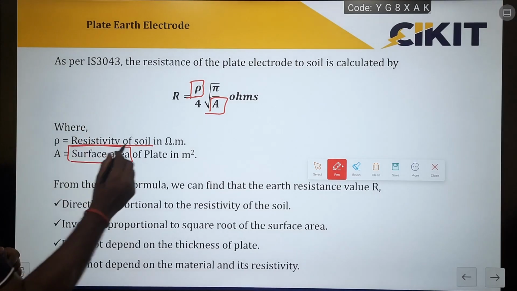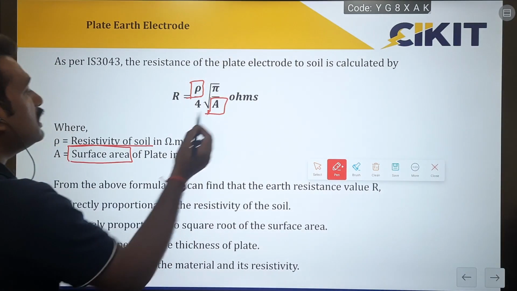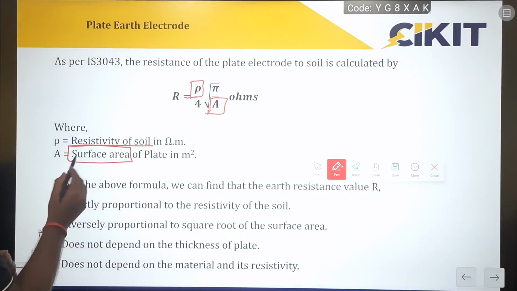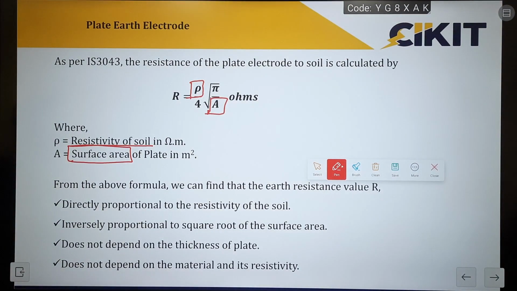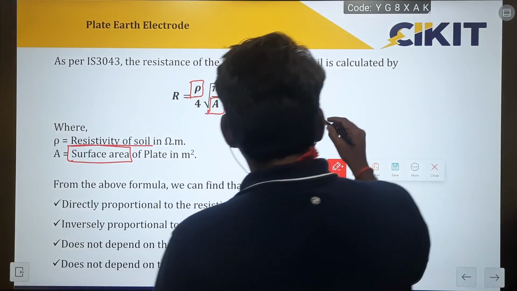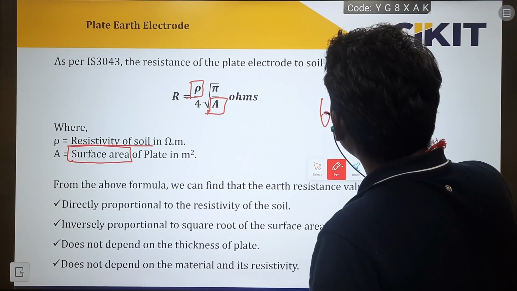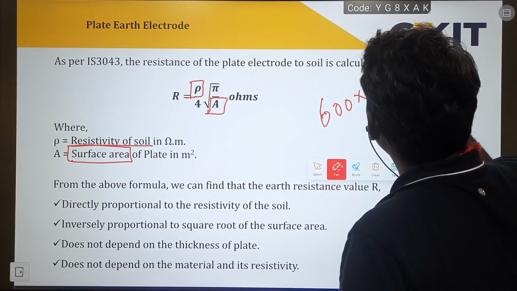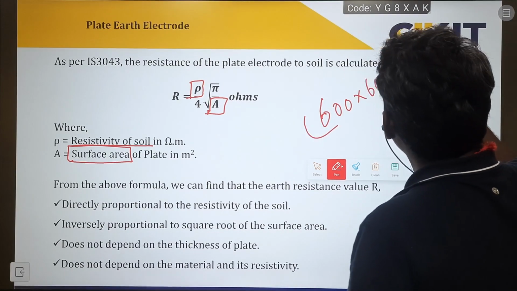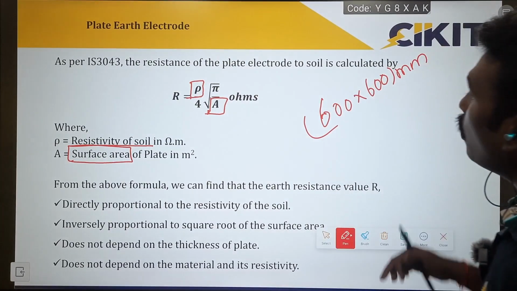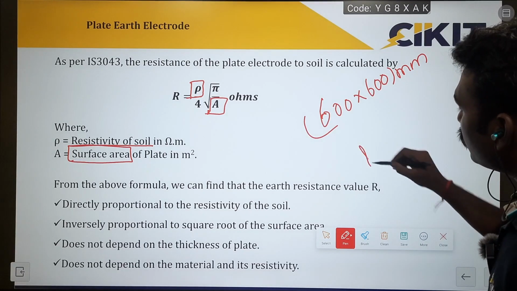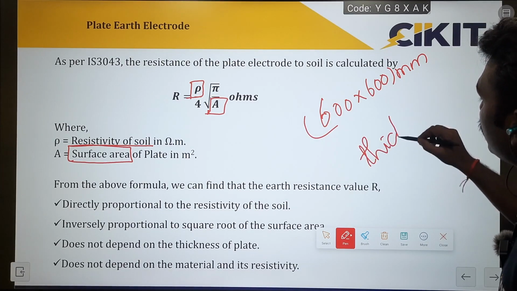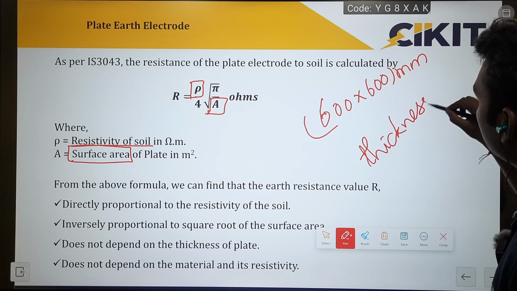But for this earth electrode resistance value, we will be considering the surface area of the material, because the current will be dissipating from the surface of the material into the soil. So here we will be considering the surface area. The surface area will be depending upon the length and width, and it won't depend upon the thickness of the material. So the surface area does not depend upon the thickness.